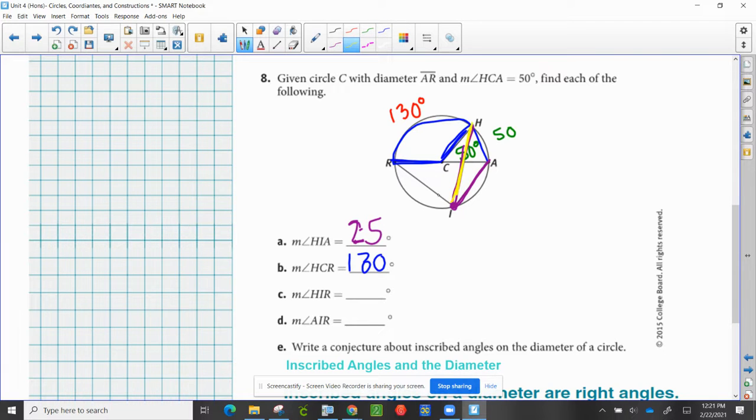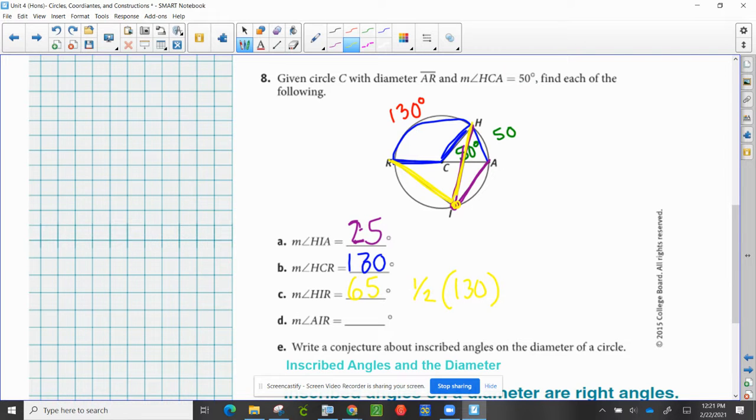So HIR would be this angle. Now, this would be an inscribed angle because the endpoint is at the circle, on the edge of the circle, opening up onto that arc that's 130. So we just have to take half of 130. That should give us our inscribed angle. So half of 130 is 65 degrees.